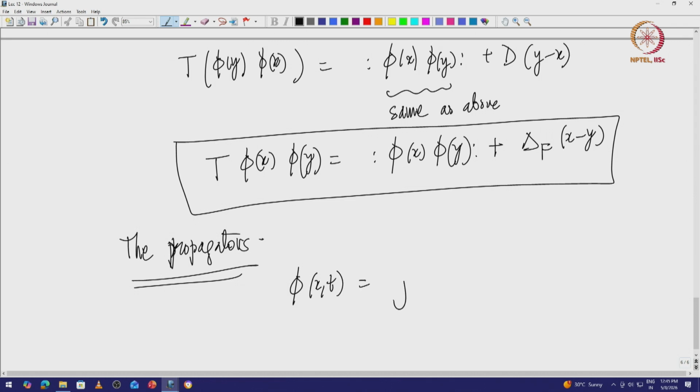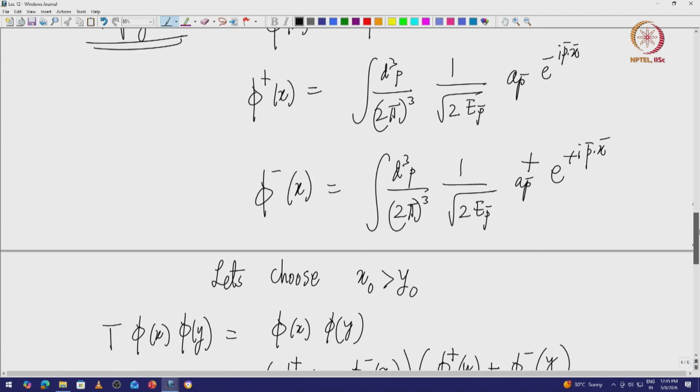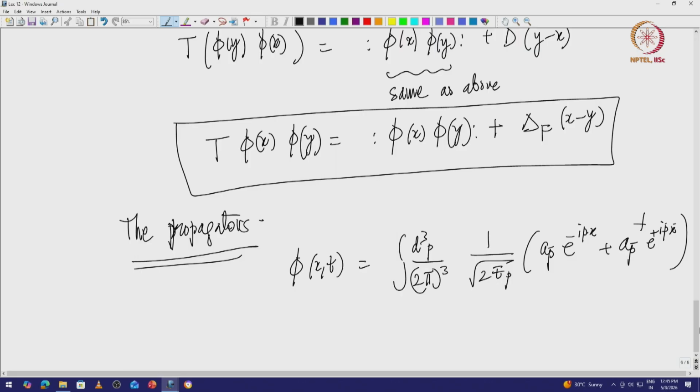is equal to what we defined: d cube p over (2 pi) cube, 1 by root 2 E_p, a_p e power minus i p.x, plus a_p dagger e power plus i p.x. This is the same thing which we have written here essentially, this one, phi plus and phi minus. So when we write this down, we were looking at equal time commutation relations and everything essentially.